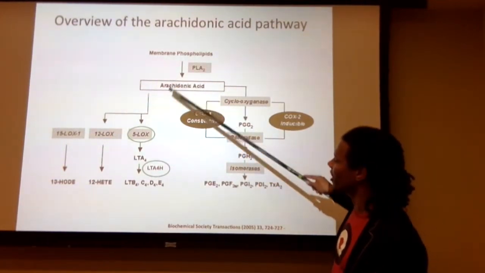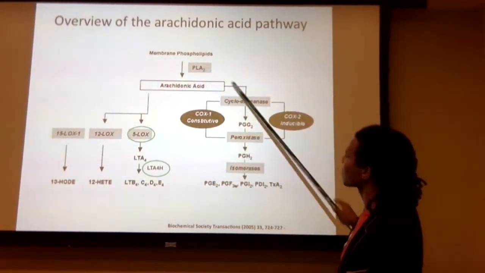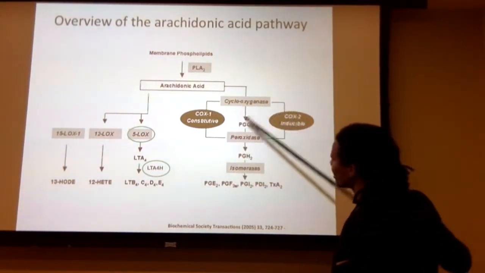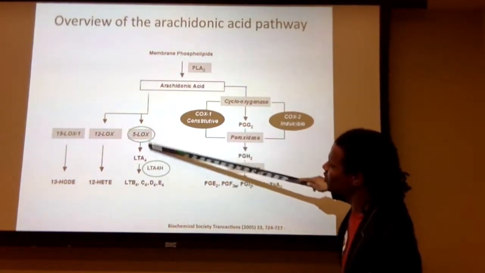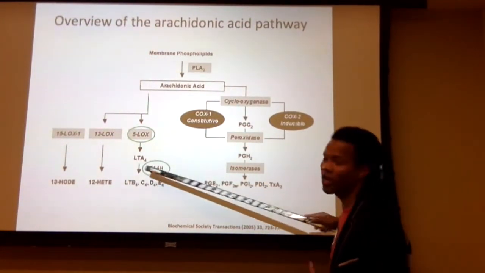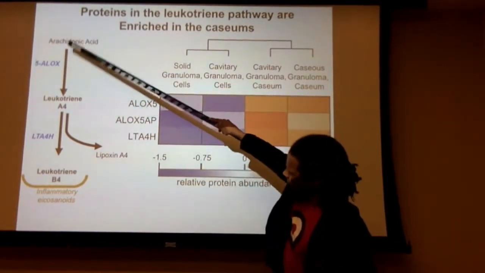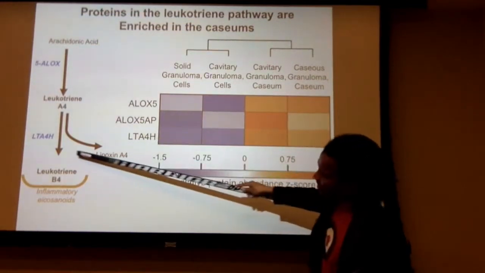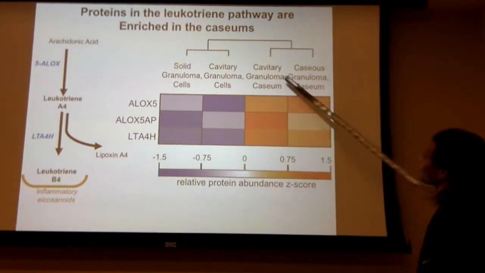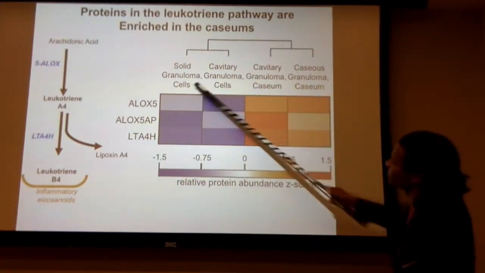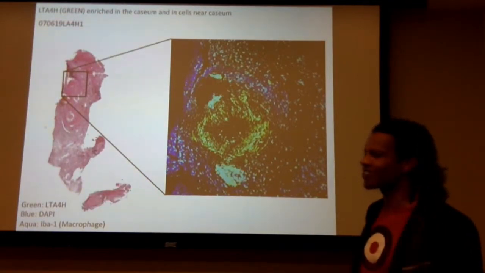Arachidonic acid can be broken down, leading to leukotrienes and lipoxins through lipoxygenases, or on the other arm, it can be utilized by COX-1 and COX-2, leading to production of prostanoids. Some of the molecules we saw were in the pathway that leads to pro-inflammatory leukotrienes. As you can see here, ALOX5, which is upstream of leukotrienes, and LTA4H, which leads to inflammatory eicosanoids such as leukotriene B4, were highly enriched in the caseum regions of both cavitary and caseous granulomas as opposed to cellular regions.